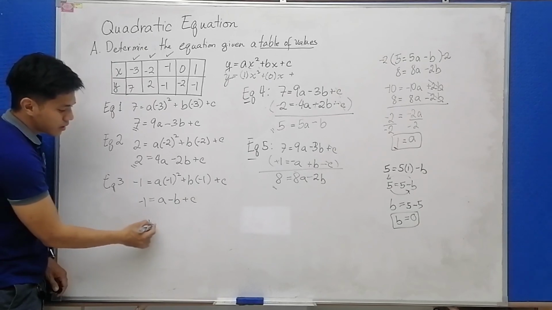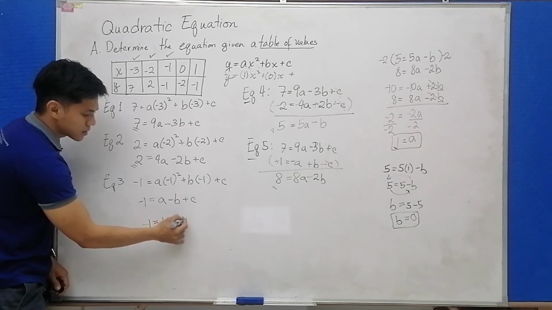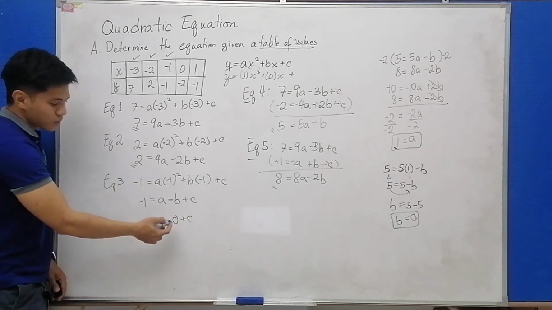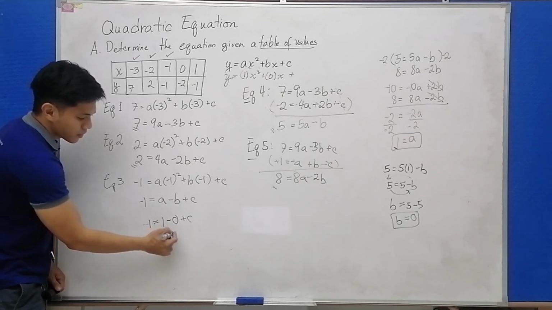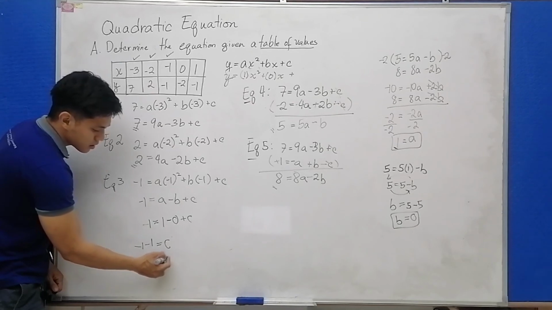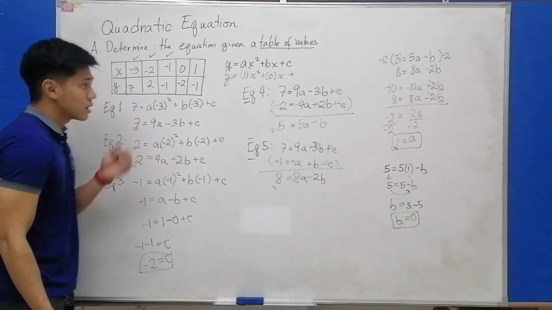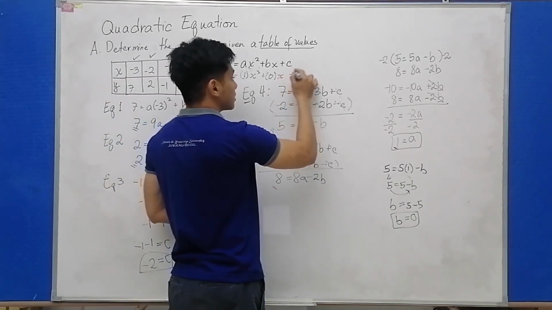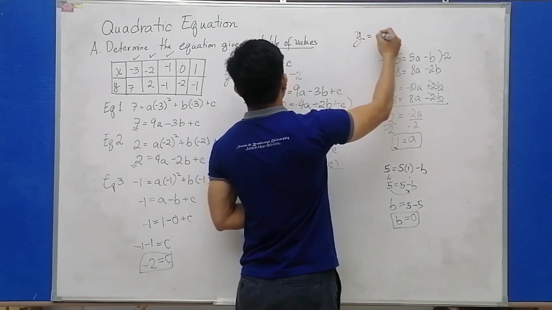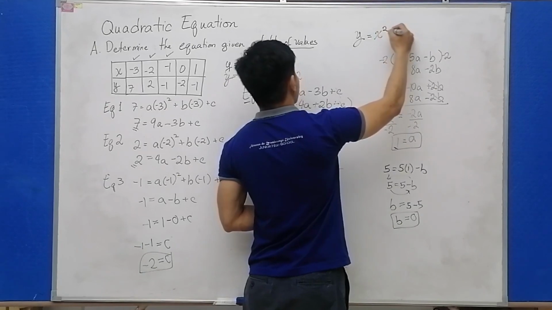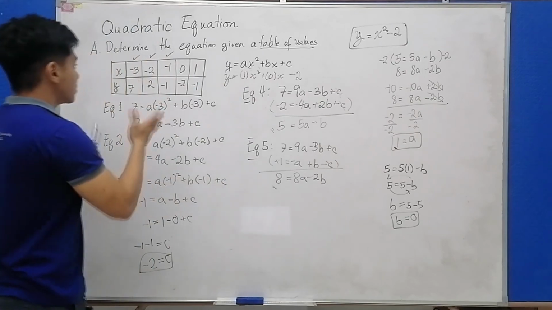So we have negative 1 is equal to 1 minus 0 plus c. To simplify that, we will transpose 1 to this side, so negative 1 minus 1, and c. So our c is going to be negative 2. So that is our letter c. So our final equation is going to be y is equal to x squared minus 2. And that is our quadratic equation given this table of values.